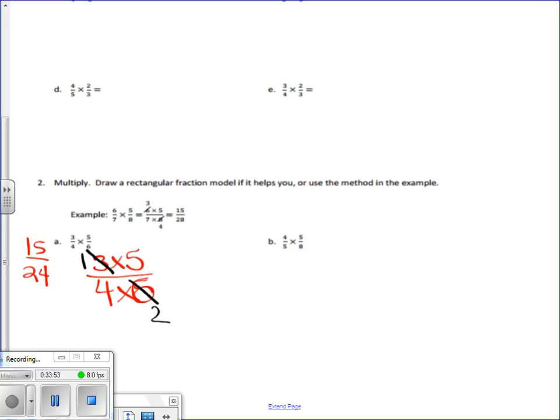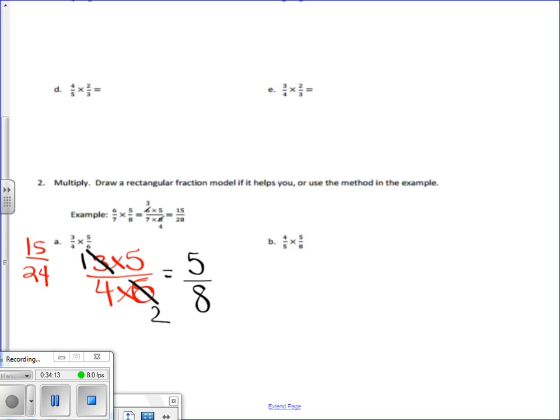What about 4 and 5? Do they share anything? No, ma'am. No, nothing. So 1 times 5 is 5. 4 times 2 is 8. 5/8. So your answer is 5/8. That's like you simplify in the very beginning. I'm simplifying in the very beginning so that I don't have to simplify in the end.